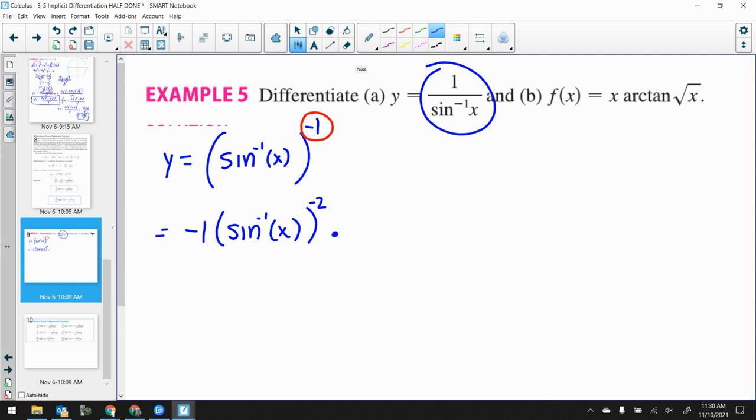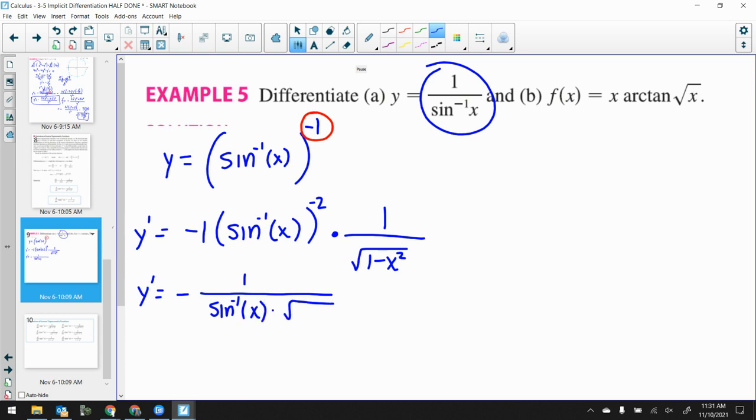Okay, we go back to our formula sheet. The derivative of inverse sine is 1 over the square root of 1 minus x squared. Okay, so y prime is equal to, I'm just going to condense everything. We got a negative, and look, this goes down into the denominator, right? The negative 2 exponent will push it down into the denominator. So this is 1 over inverse sine of x times the square root of 1 minus x squared.